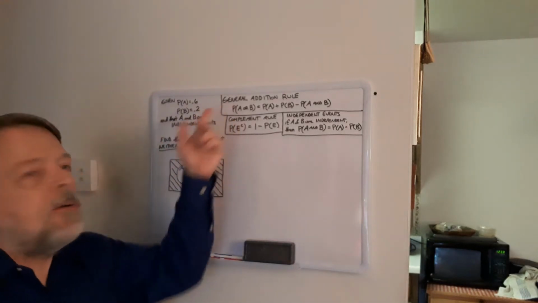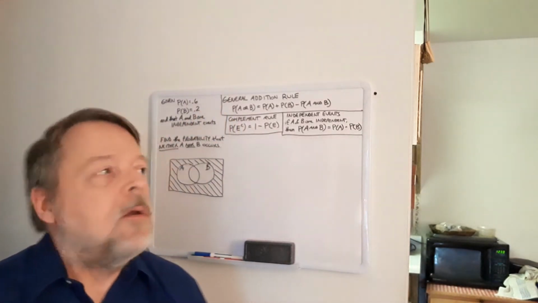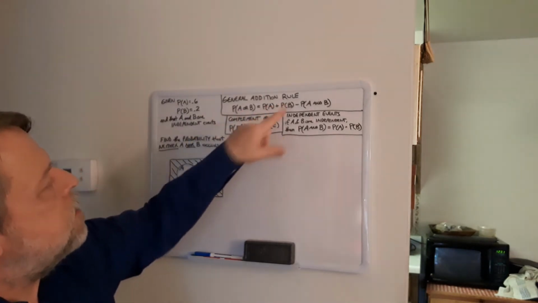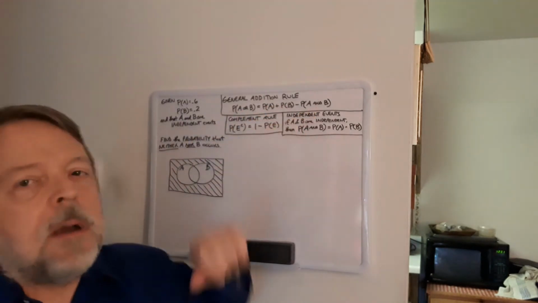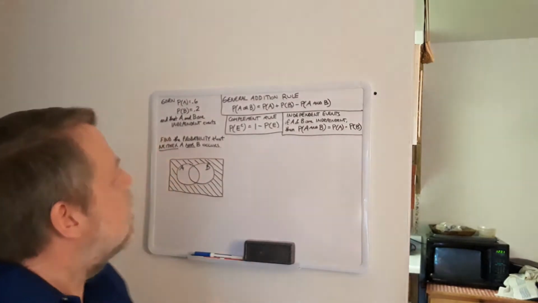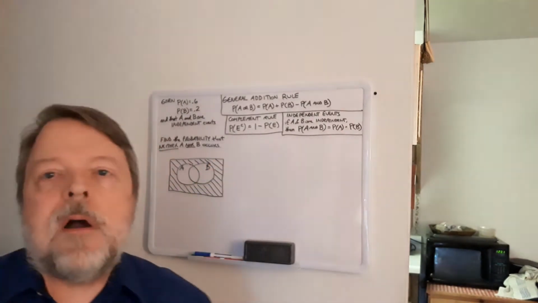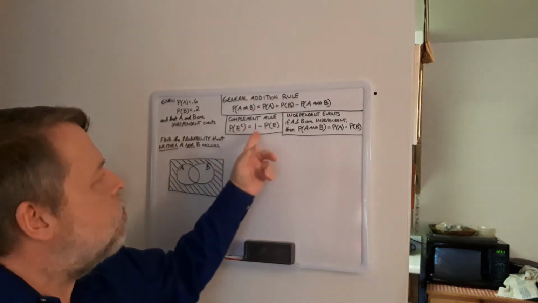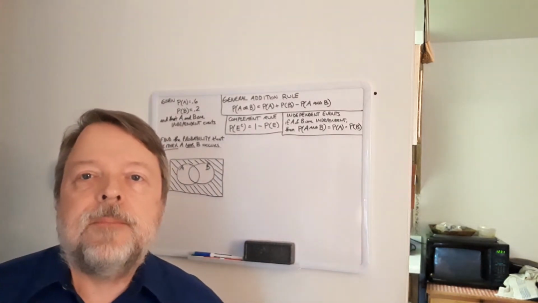We had the general addition rule. The probability of A or B is the probability of A plus the probability of B minus the probability of A and B. We had the complement rule. The probability that the event E does not occur, E complement, is just 1 minus the probability of E.